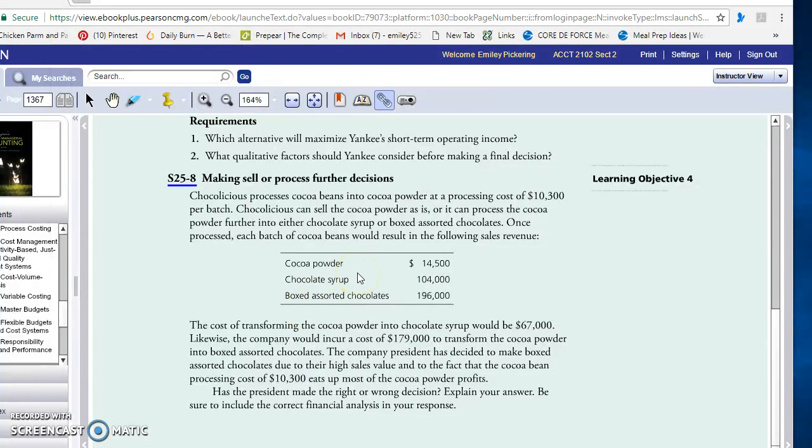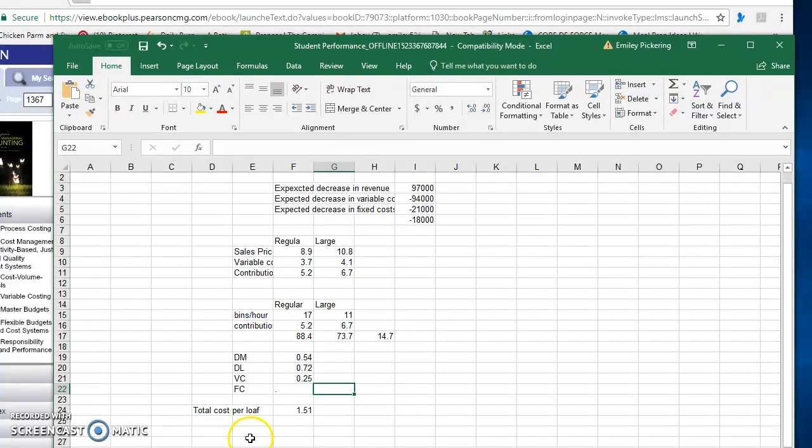Okay, so let's do another make or sell. So we process cocoa beans into cocoa powder, cost 10,300. So we can sell the cocoa powder as it is or process it into chocolate syrup or chocolates. So here's the revenue for each of them and then the various costs. So what we need to do is set up in Excel a spreadsheet that puts that all together.